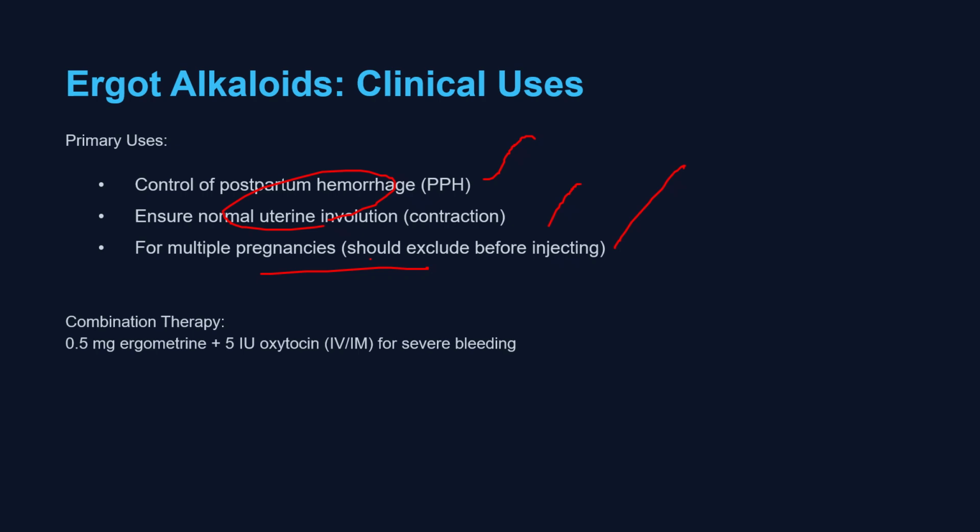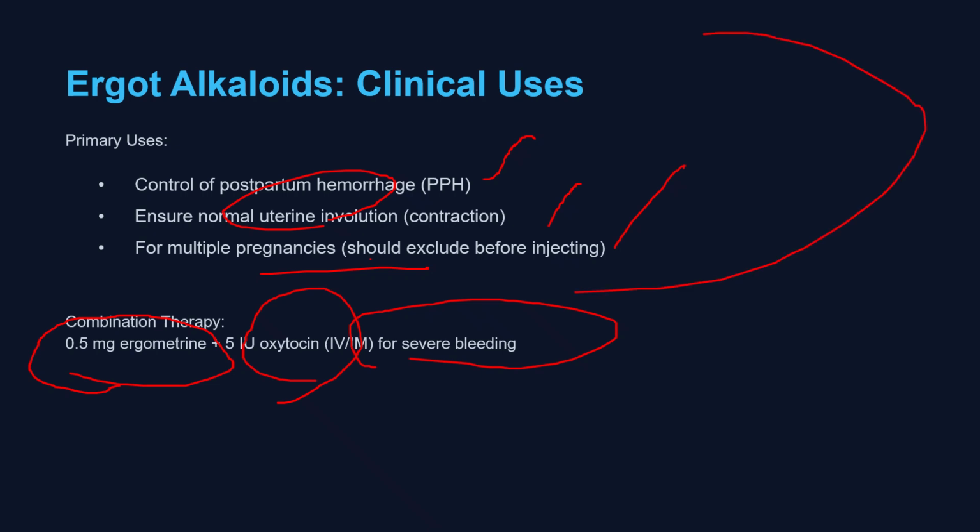Combination therapy: it's administered along with oxytocin. 0.5 mg of ergometrine IV is recommended plus 5 U of oxytocin. It's majorly given for severe bleeding, and also to control the PPH.